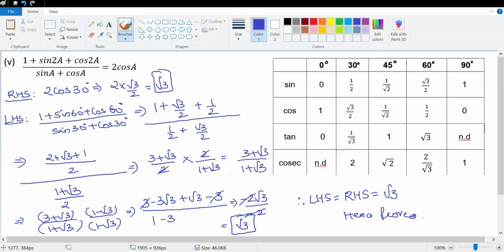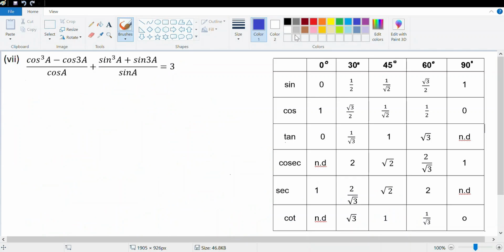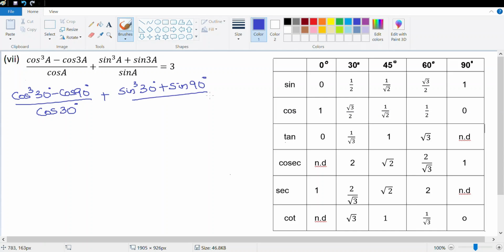Done. This brings me to the last question that I solved with you from this exercise. Let's look at this question. Cos cube A minus cos 3A. So in this case, cos to the power 3 of 30 degree minus cos 3 into 30 degree, that's 90 degree, upon cos 30 degree, plus sine cube of 30 degree plus sine 3 into 30, that's 90. So sine 90 degree upon sine 30 degree. So we've started with the left hand side.